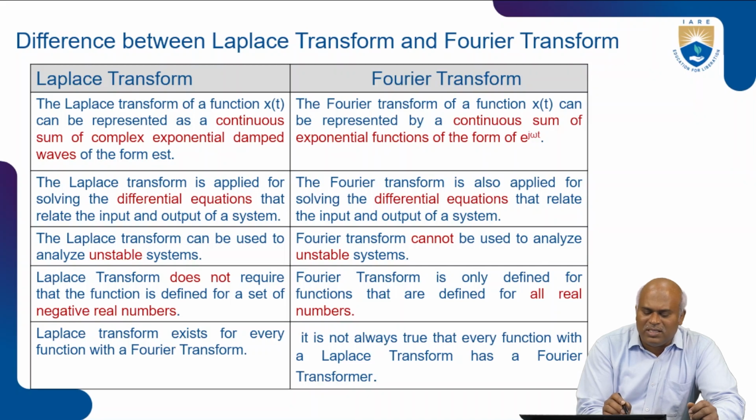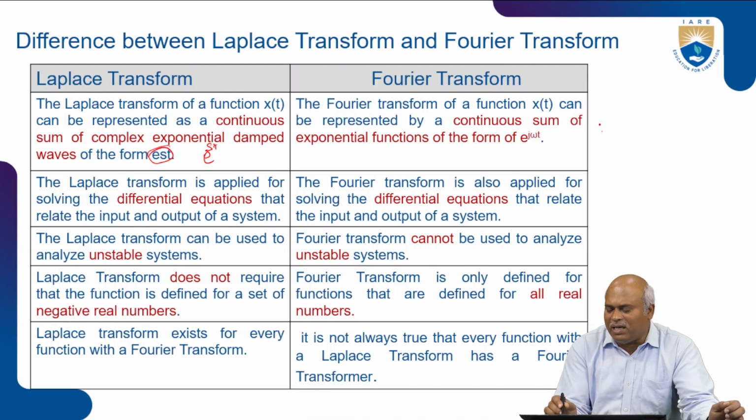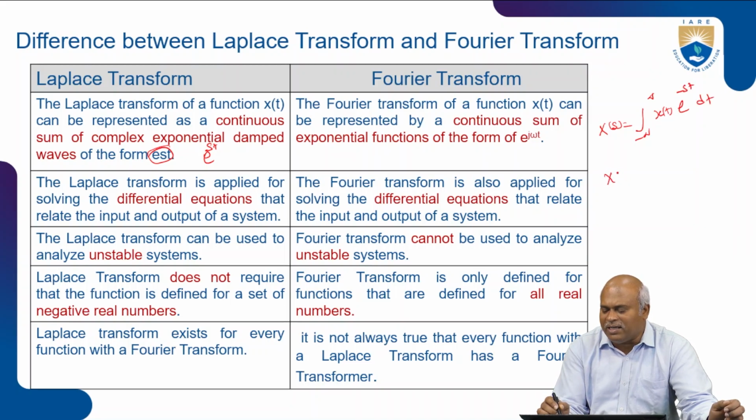Okay, so this is represented as e power st. Here I write the Laplace transform X of s equal to integration from minus infinity to plus infinity of x of t e power minus st dt. But the Fourier transform X of omega is equal to integration from minus infinity to plus infinity of x of t e power minus j omega t dt.